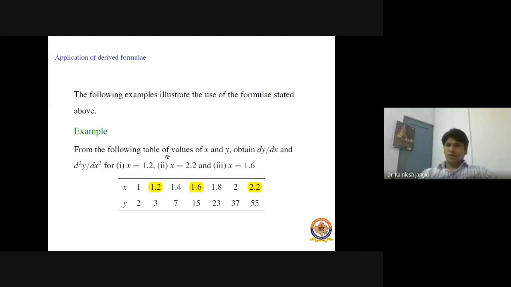From the following table of values of x and y, obtain dy by dx and d2y upon dx squared for x equals 1.2, x equals 2.2, and x equals 1.6. So from here, you can see x equals 1.2 is near the starting point, 1.6 is the center point, and 2.2 is the end point of the data values. And we are finding the derivative at the tabulated values only, so we use the tabulated values formula here.